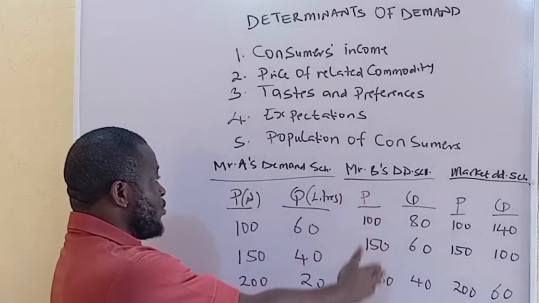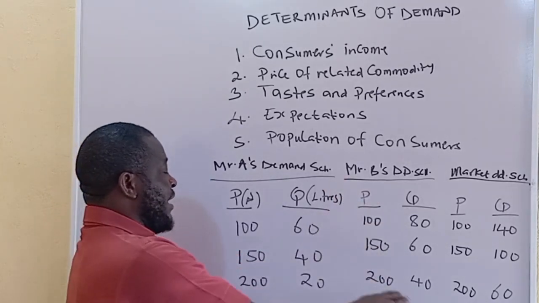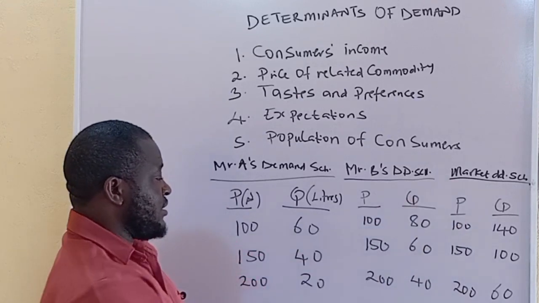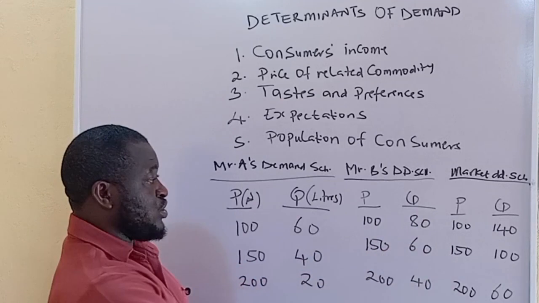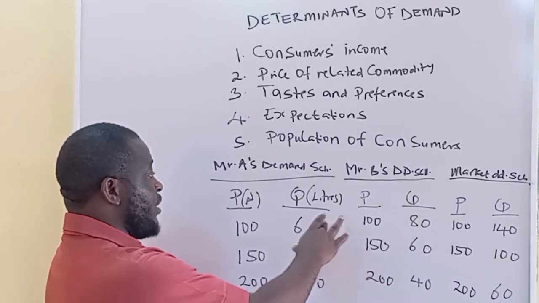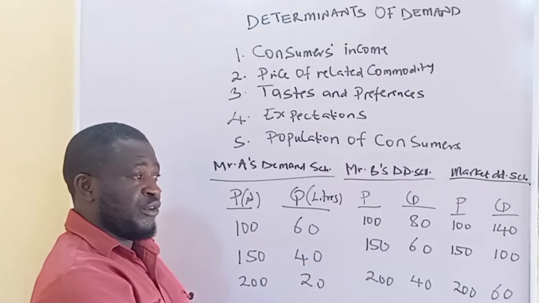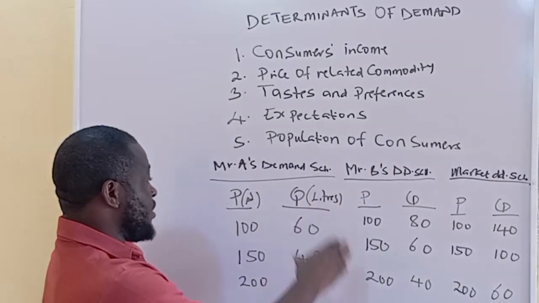The same thing applicable to Mr. B and of course the entire market demand. Remember that, like we said earlier, the market demand schedule is only a horizontal summation of the various quantities of all the individual consumers in that market at those same prices.